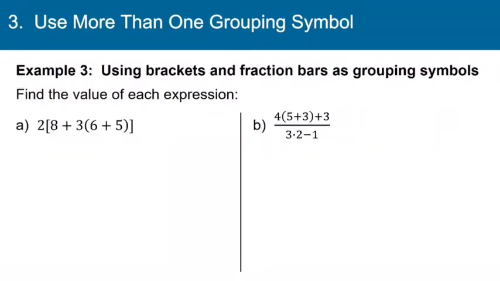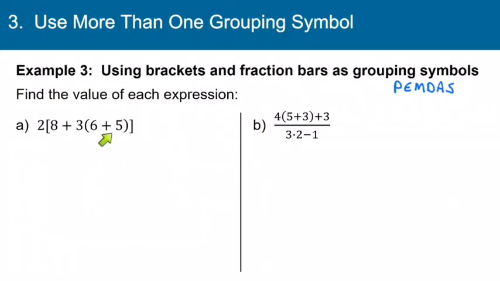So now here's example 3, and we want to find the value of each expression still using our PEMDAS order of operations rules. So on this first example, we see 2 bracket 8 plus 3 parentheses 6 plus 5, close the parentheses, close the bracket. And remember, we always want to start with our innermost set of grouping symbols and work from there.